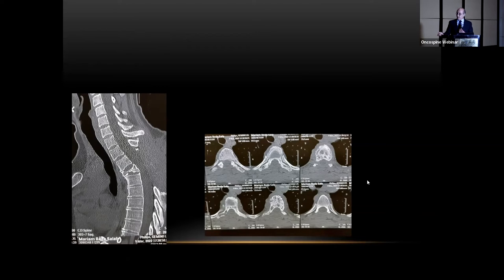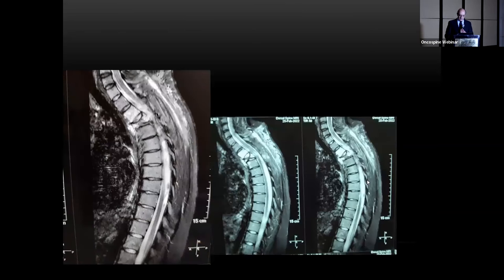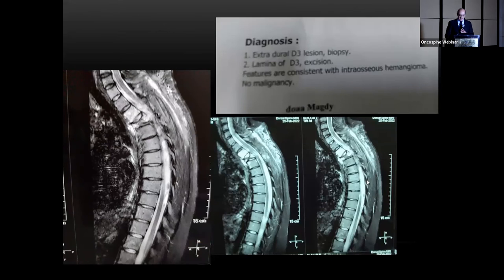And now she's coming because of the collapse, pain, and kyphotic deformity. So what we did is that she had a very good fusion posterolaterally, but I don't have the pictures. We did an osteotomy and correction of her deformity, to be followed later on by corpectomy and grafting. And the diagnosis came as intraosseous hemangioma. This is a very old case also.